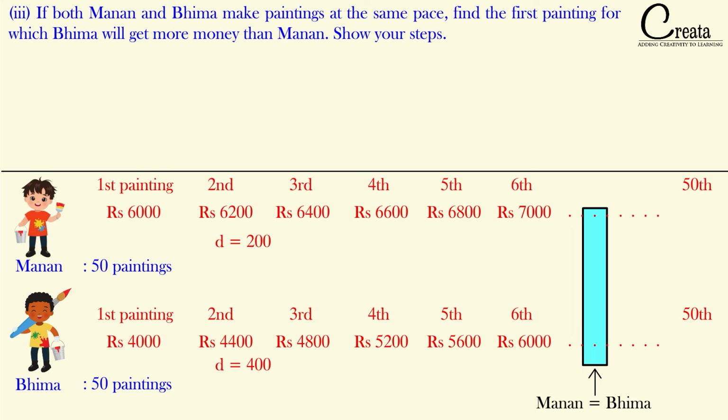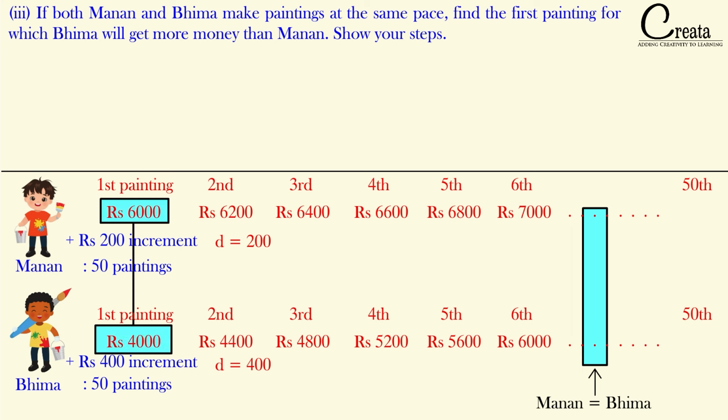The increment of Bhima is rupees 400, which is more as compared to Manan. Initially Manan is getting rupees 6,000 and Bhima is getting rupees 4,000 for the painting. But as we keep adding the increment, we will reach a point where Bhima and Manan will get the same amount of money for their painting. After that, for the next painting, Bhima will get more money than Manan, as the increment of Bhima is more as compared to Manan.